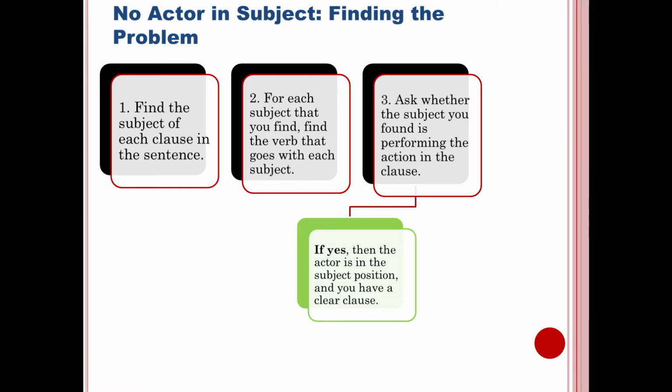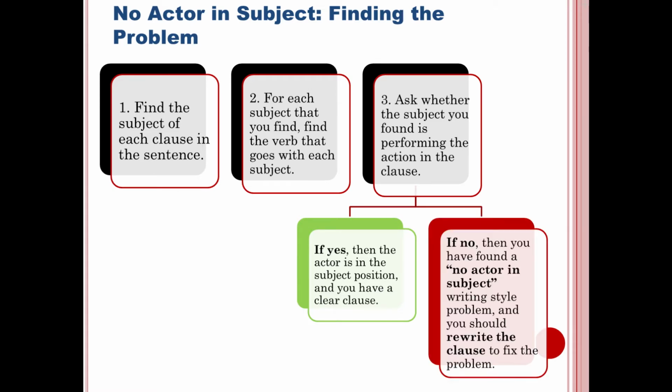If the answer is yes, then the actor is in the subject position and you have a clear clause. You can leave it alone. There are no problems here. But if the answer is no, then you have found a no actor in subject writing style problem, and you need to rewrite the clause to fix the problem.